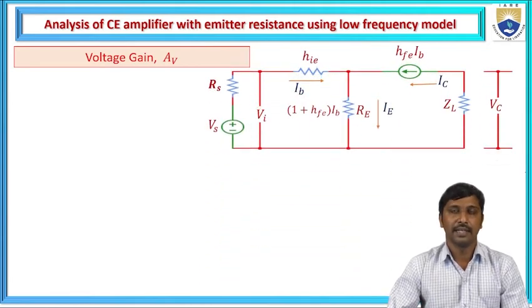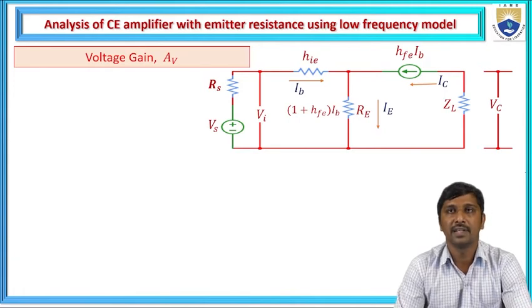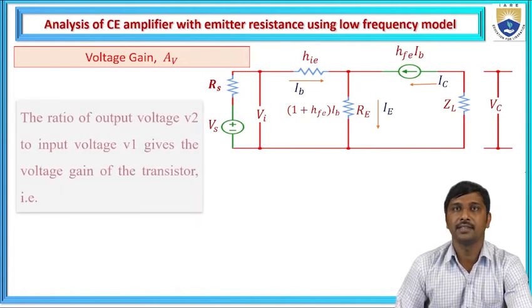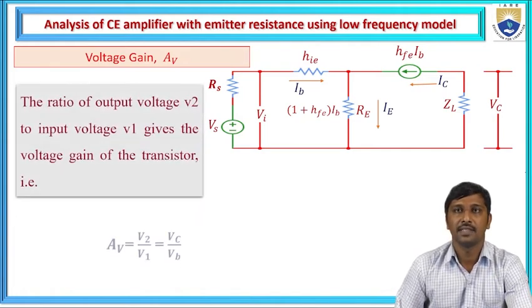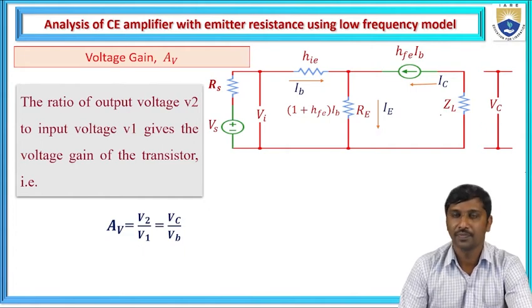Now we need to calculate the voltage gain. By using this common emitter amplifier with emitter resistance, we need to calculate how much voltage gain is produced. We know that it is defined as the ratio of output voltage to the input voltage. Hence, the voltage gain is represented as follows from the circuit.